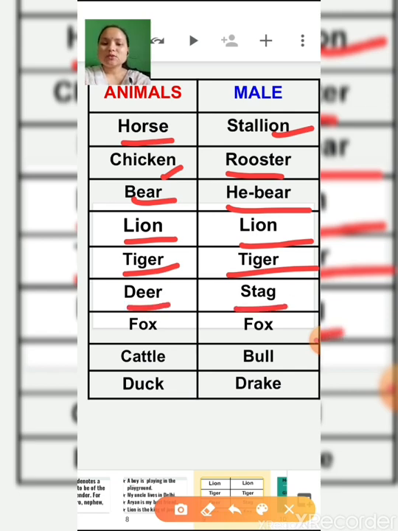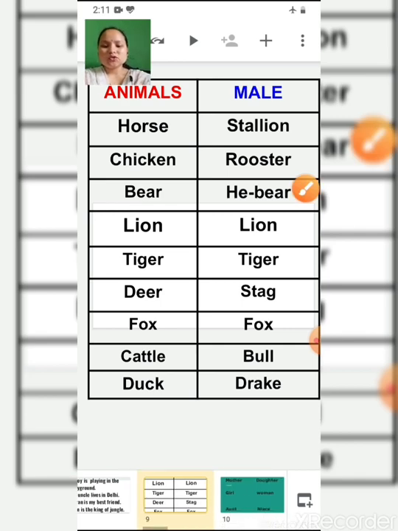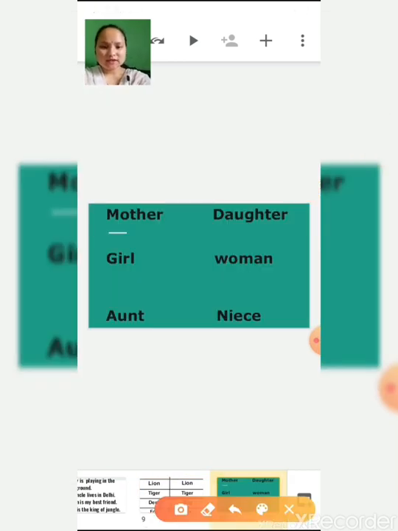Deer, male deer is known as stag. Fox, male fox is known as fox. Cattle, male cattle is known as bull. Duck, male duck is known as drake. Okay. So children, in the next slide you can see again some words on your screen, right?